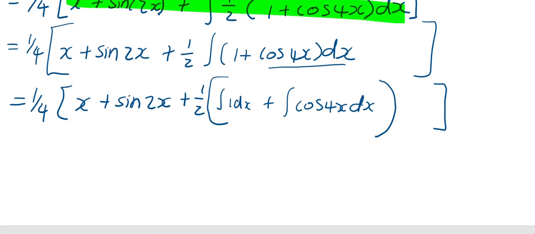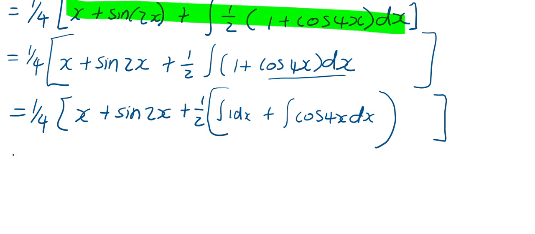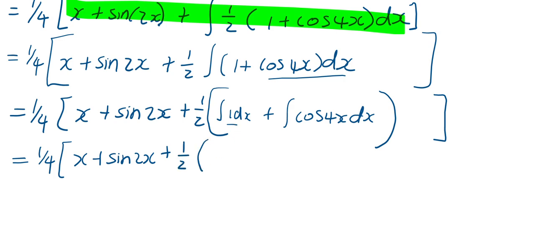Hope we are all together up to that point. So now this is equal to 1/4 (x + sin 2x + 1/2). Remember, the integral of a constant is a constant times x, in this case so it's x. Now here, something is missing.